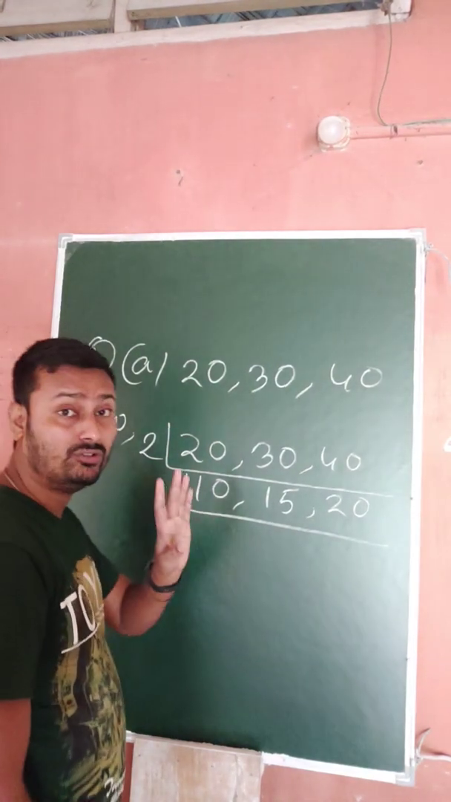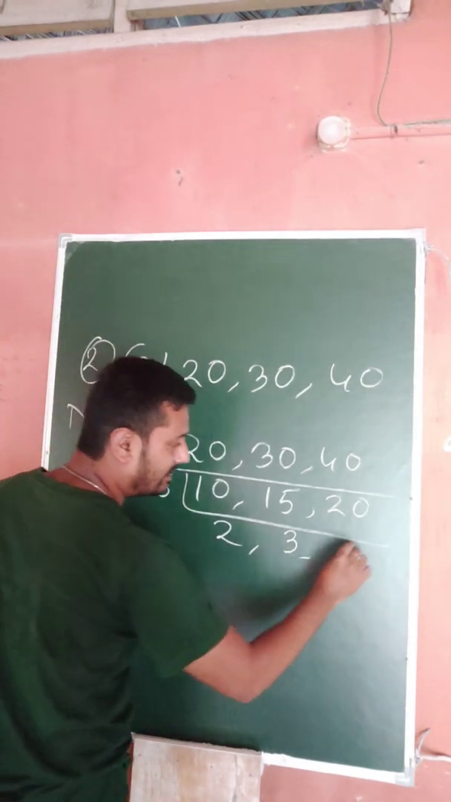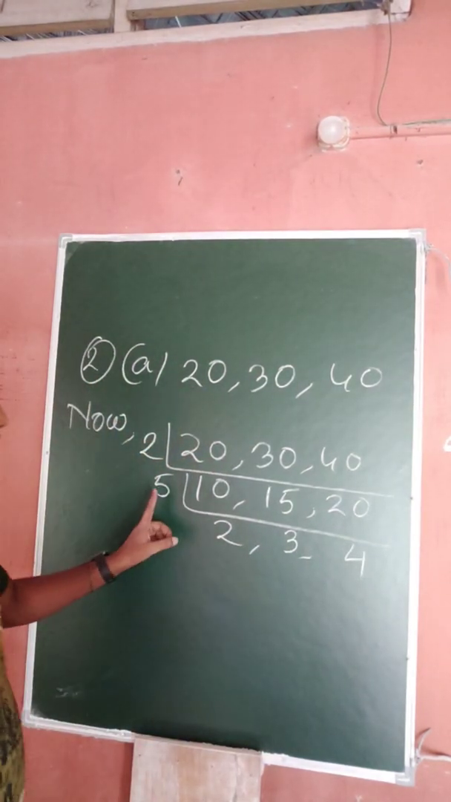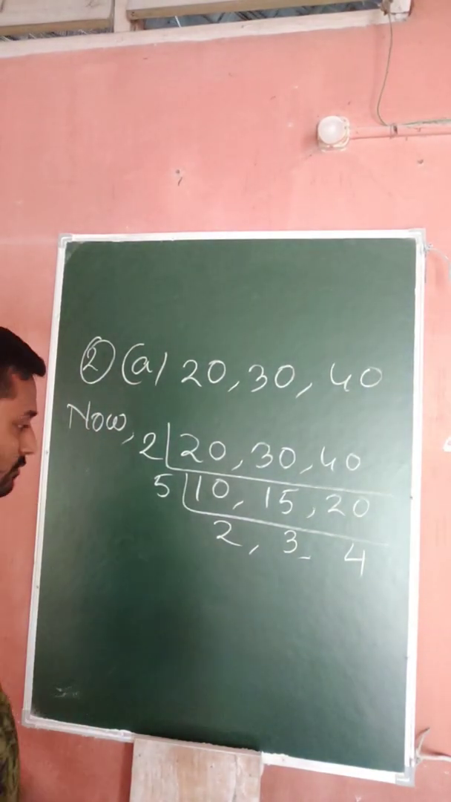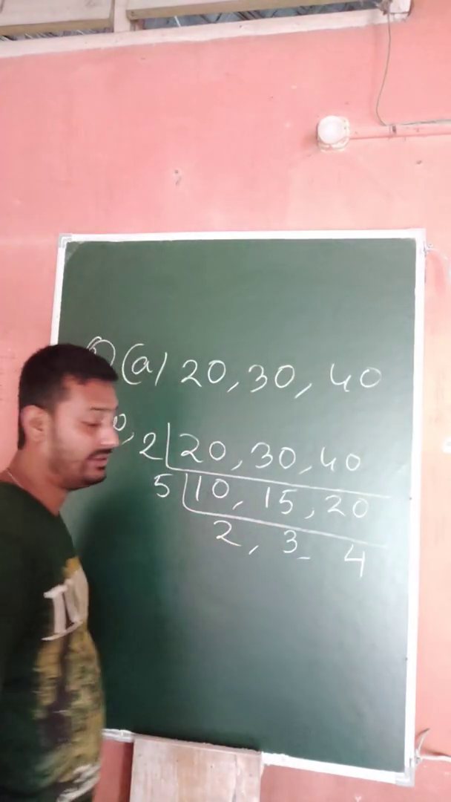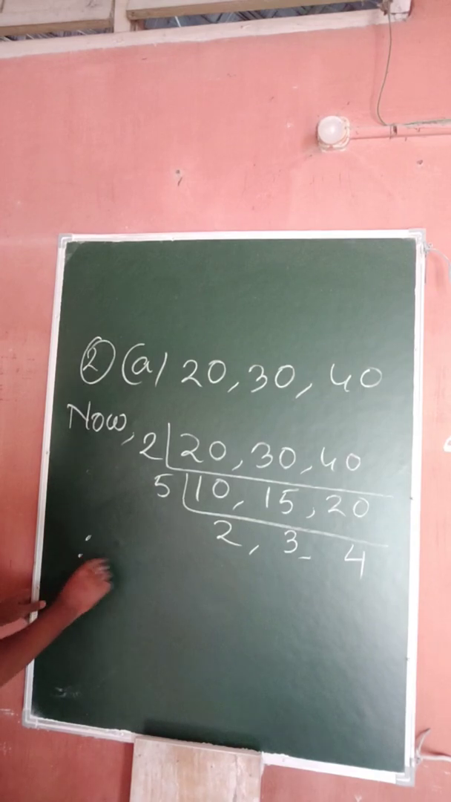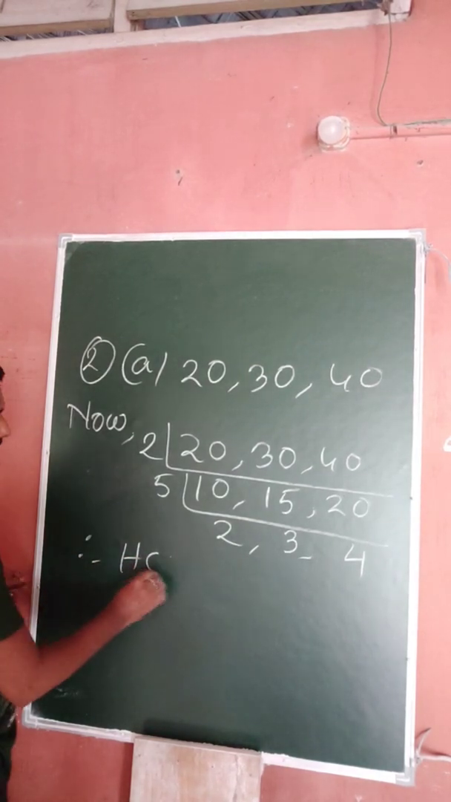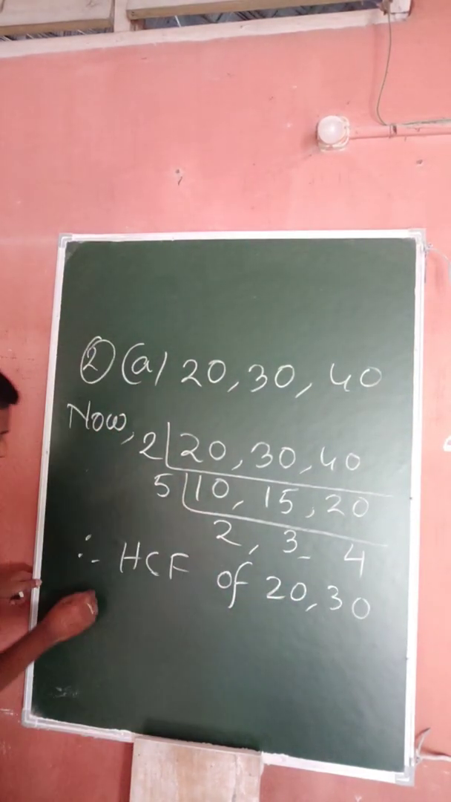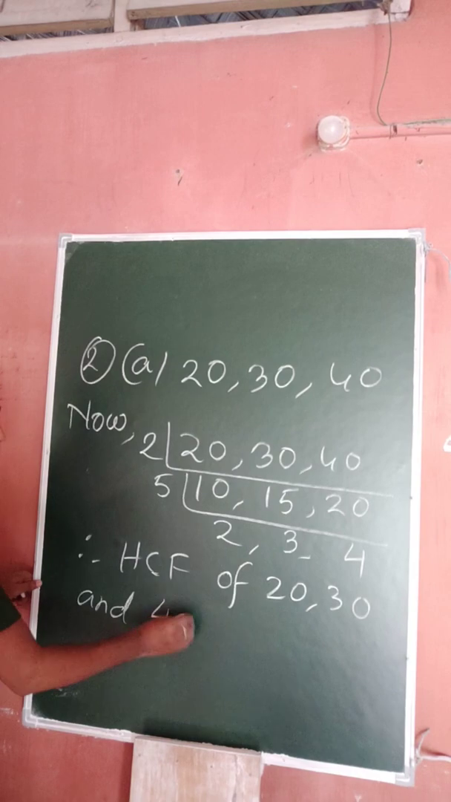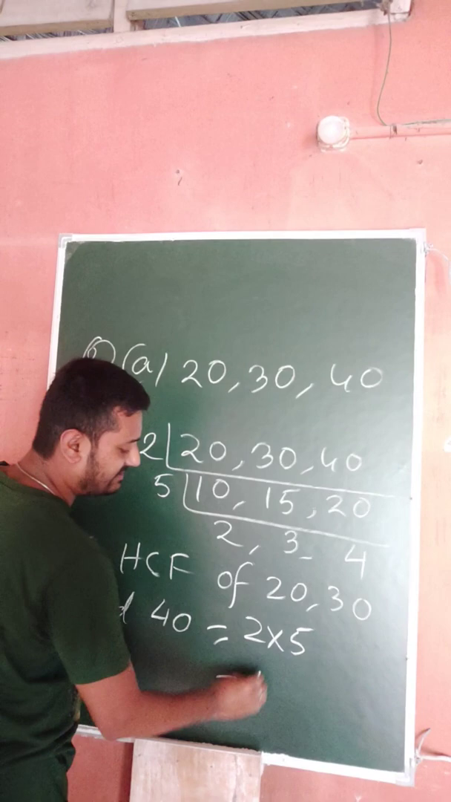But look at this one, suppose you divide by 5. It becomes 2, it becomes 3, and it becomes 4. If you divide by 5, it becomes 2, 3, 4. Okay, clear? And 2, 3, 4, all the numbers having no common factor except 1. Okay, so therefore HCF of 20, 30 and 40 is equal to what? Multiplication of these two numbers. So 2 into 5, that means 10.